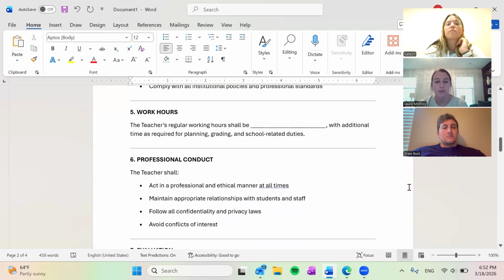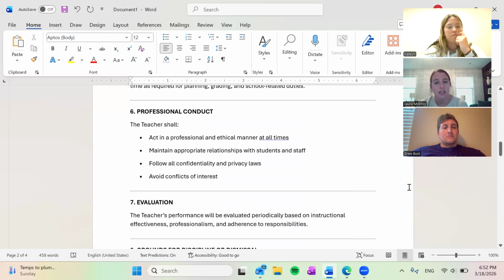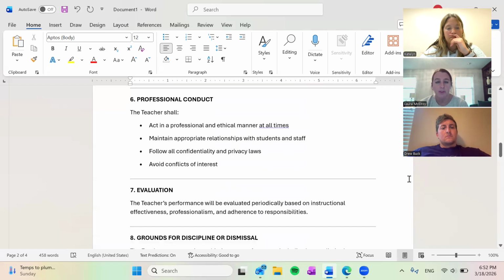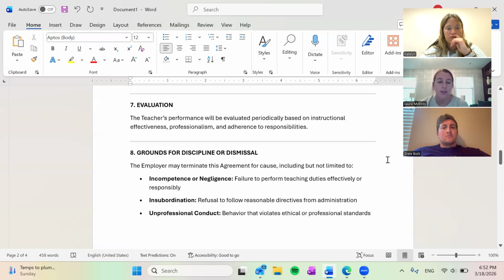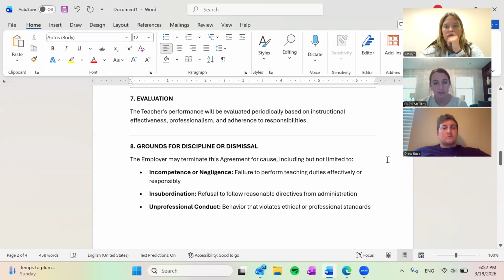The next part could be the professional conduct, what you need to do in a professional, ethical manner, appropriate relationships with colleagues, parents, staff, students, families, and also that you avoid any conflicts of interest that might pop up. Then you will have an evaluation system based on your district, whether you're evaluated every 3 years, or if you're a new teacher, you'd have to be evaluated your first 2 years of teaching. That's probably based more on district requirements.